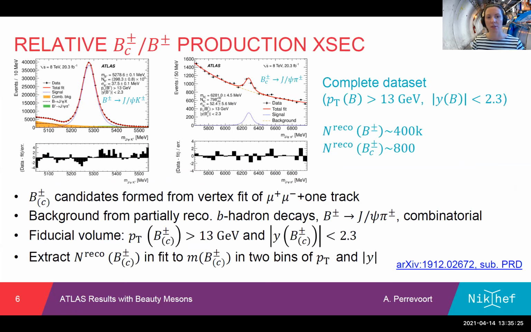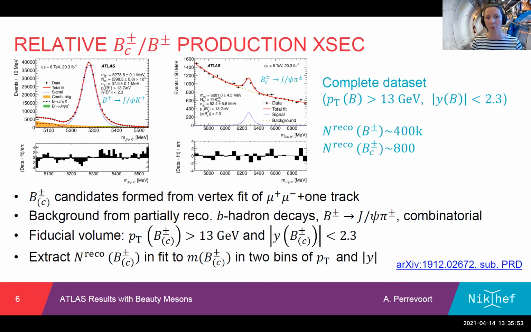For the B or B_c candidates, the reconstruction starts from doing a vertex fit of the dimuon pair so that it is compatible with the J/psi, and then we are adding another track. ATLAS has no PID for charged meson tracks, so we make a hypothesis of the mass of this track in the vertex fit, be it a kaon or a pion.